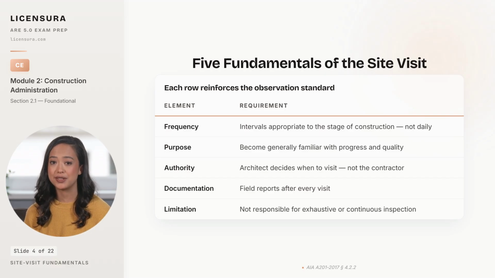Authority belongs to you. The architect decides when to visit, not the contractor calling you to come bless something they want to keep moving. Documentation is the field report, written after every visit, before the details fade. And the limitation, written into the contract, is that you are not responsible for exhaustive or continuous inspection. That limitation only holds if you have not undermined it with your own behavior, which is why disciplined documentation matters. When you sit down to write the field report, here is the 8-item checklist that keeps you out of trouble.